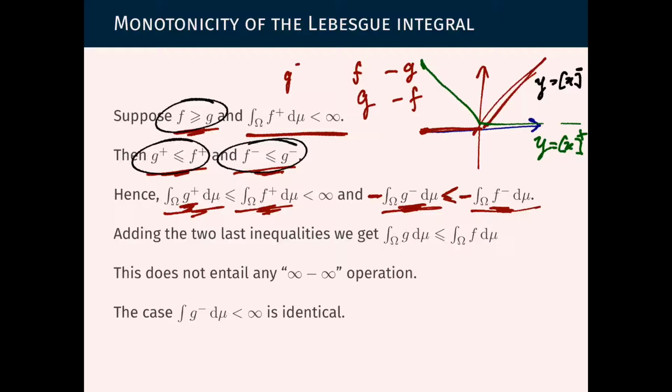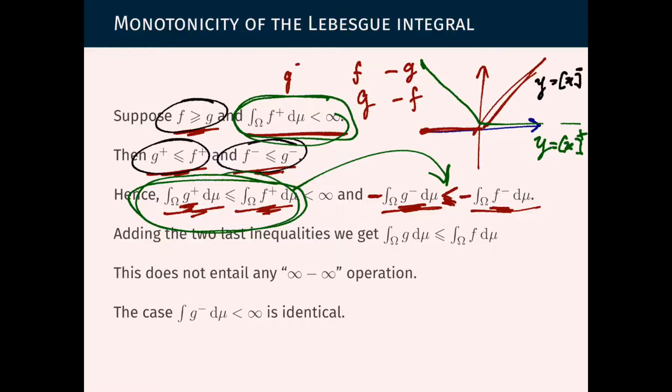And now we can add these two inequalities together. When we add these two inequalities together, we do not have plus infinity minus infinity on both sides. Why? Well, because from this assumption, both these numbers here are finite. So we can just add them to this inequality here.